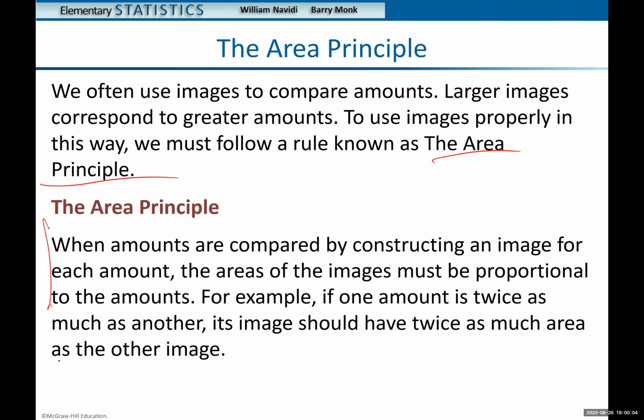So if you want to copy this: when amounts are compared by constructing an image for each amount, the areas of the images must be proportional to the amounts. So for example, if one amount is twice as much as the other, its image should have twice as much area as the other image.